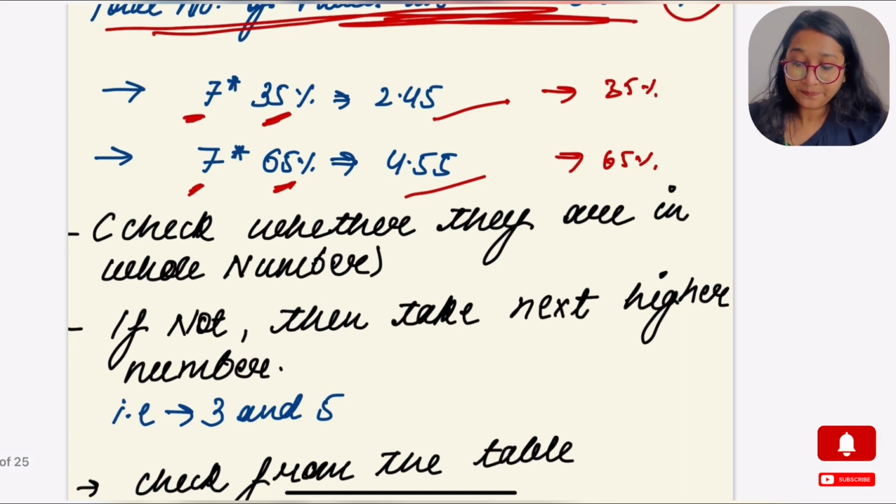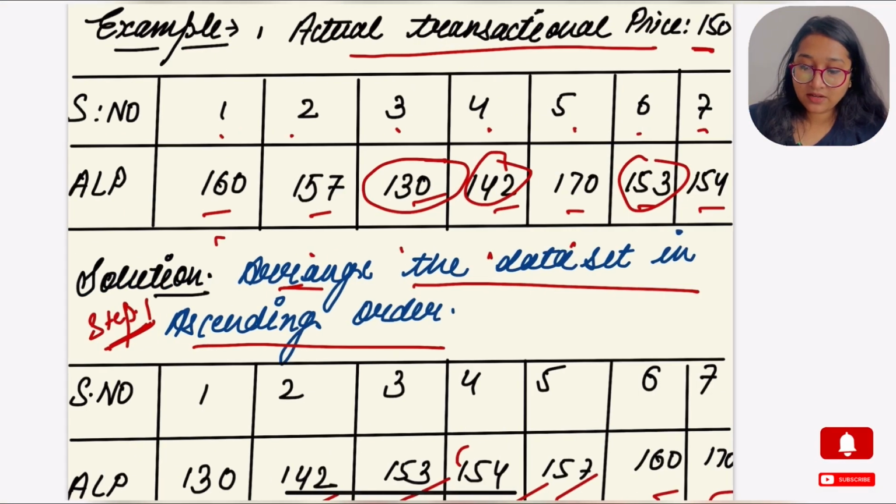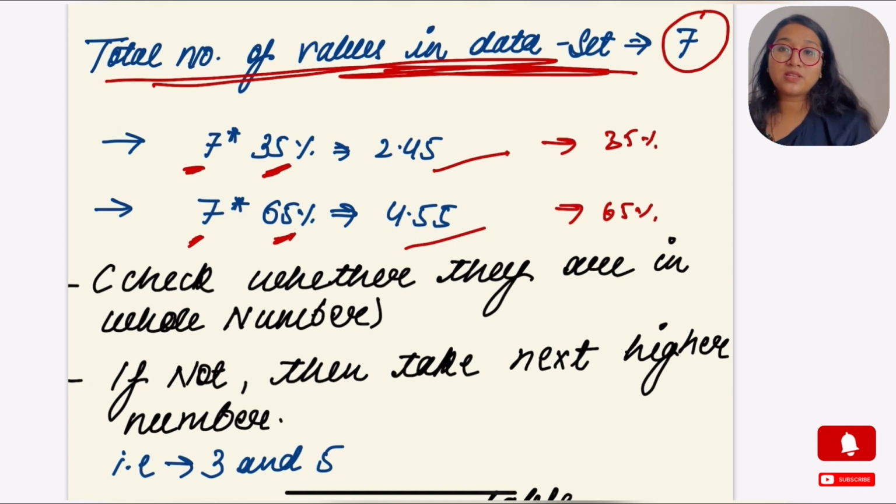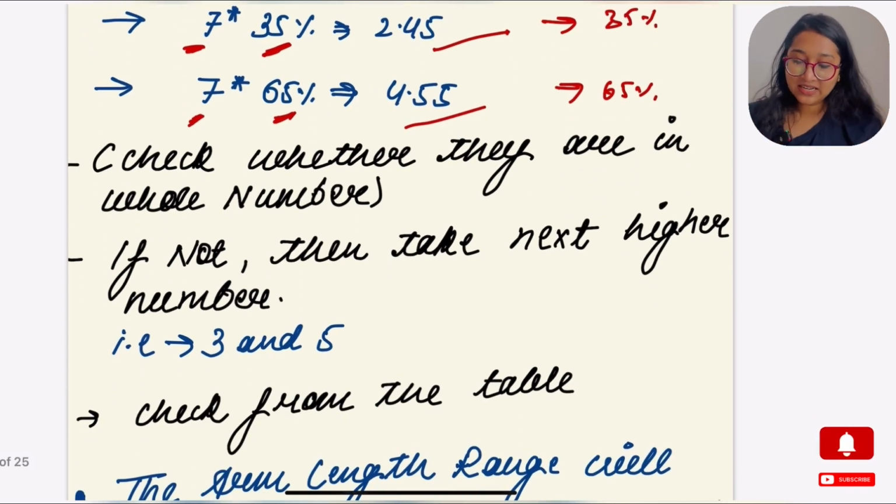Got it? Now what we have done: the first step was to make the arrangement in ascending form, छोटे से बड़ा. Is it clear? Yes. The second step was to take the 35 percentage and 65 percentage of the total number of values in the data set, which means the total number of arm length prices given in the data. We have to take out the total value, which was 7: 1, 2, 3, 4, 5, 6, 7. These are 7 in number. So we have taken 35% of 7, and again 65% of 7. Is it clear? Yes, this part is clear.